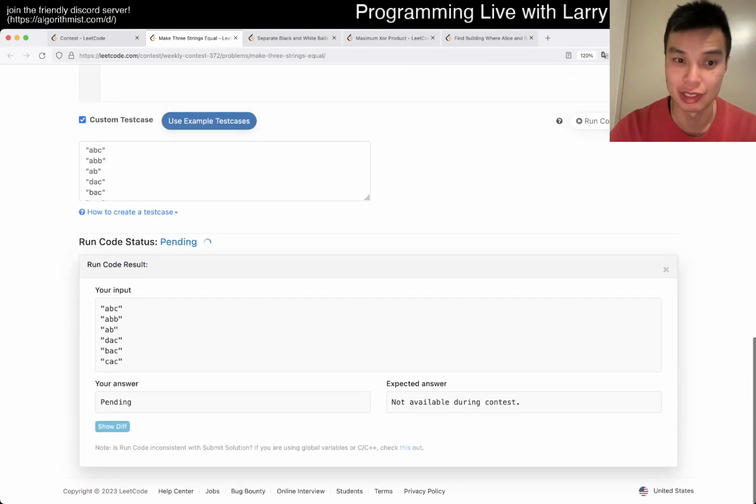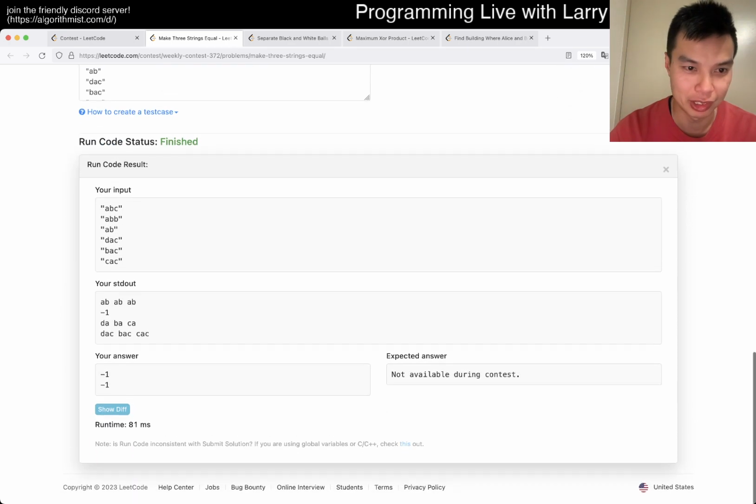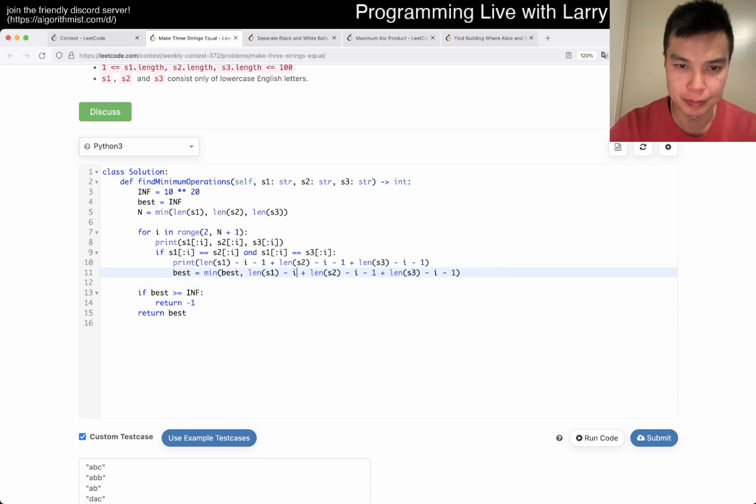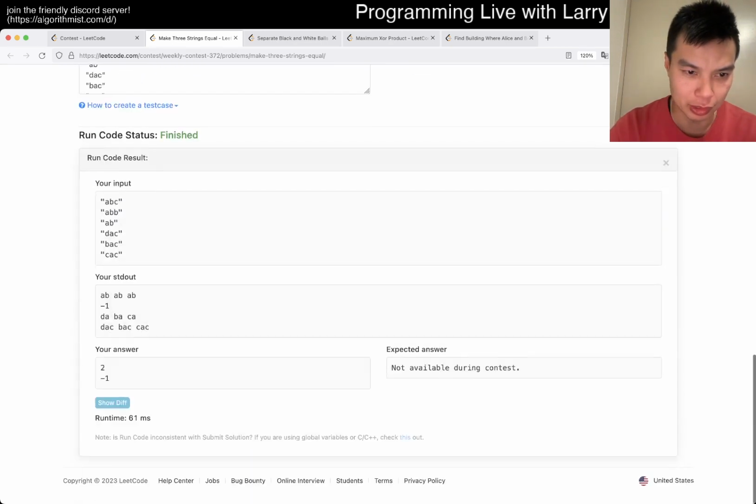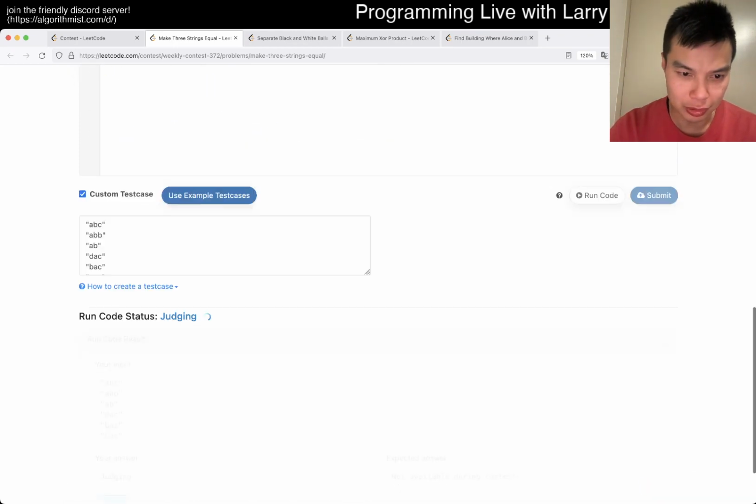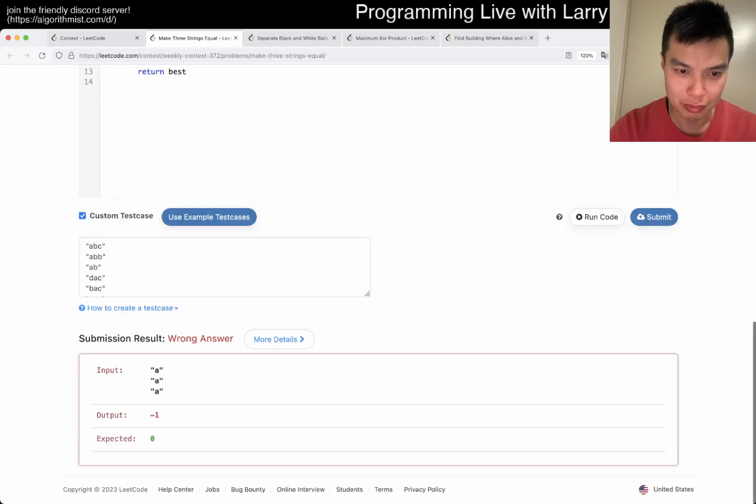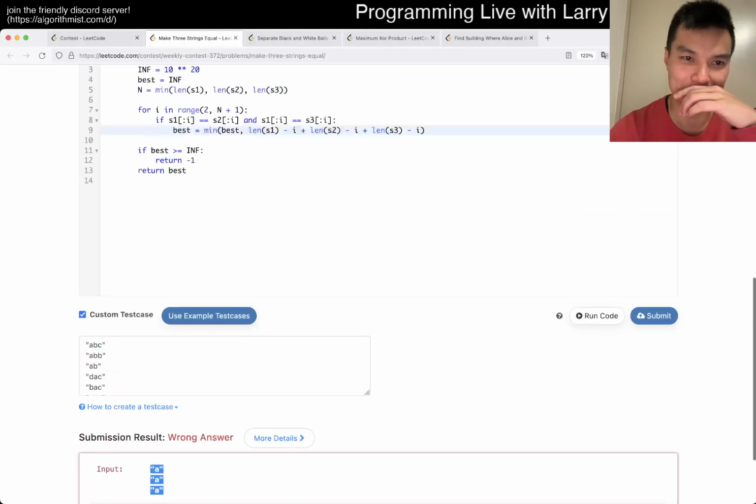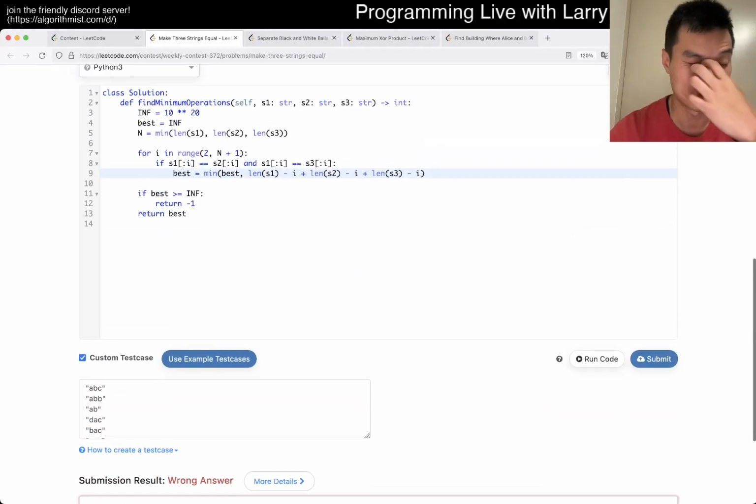Wow, this is just like a real contest. You hit run, you run code and it takes forever. -1. If I is, it already has the +1 on the I because this is not inclusive. Okay. Which is wrong anyway. Oh, huh. That is actually pretty funny. Okay.